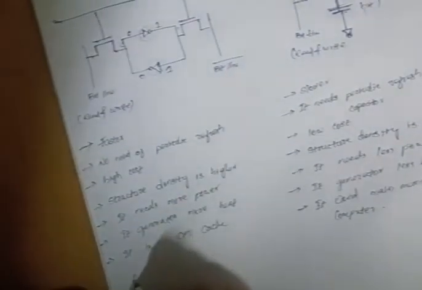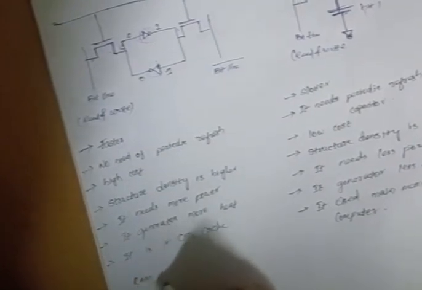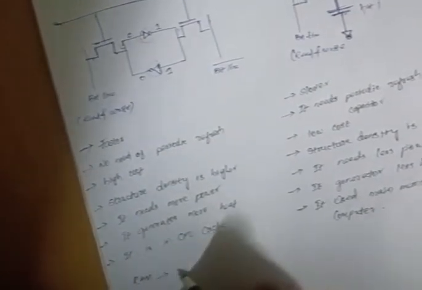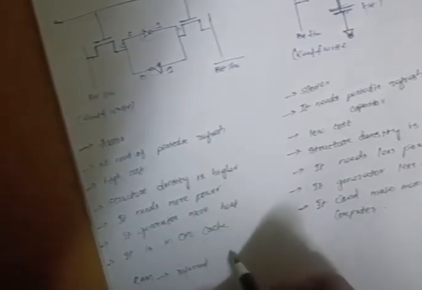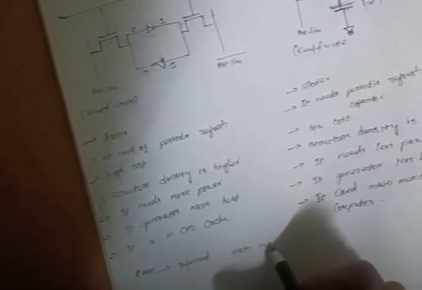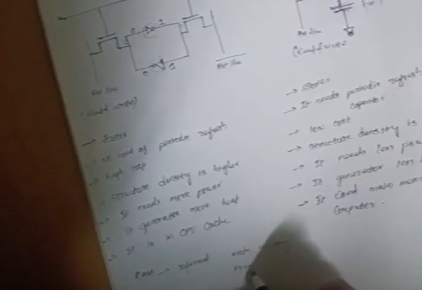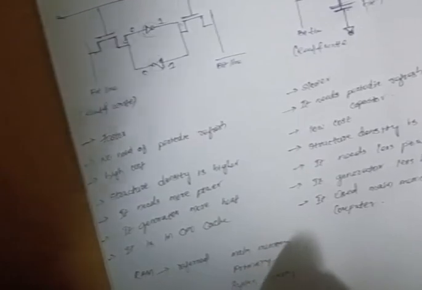Random access memory is alternatively referred to by some more names: main memory, primary memory, system memory. Random access memory, RAM.